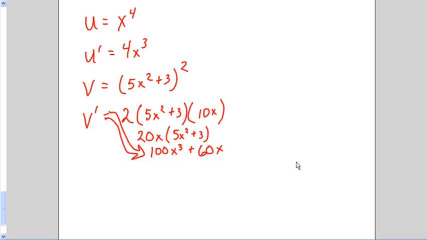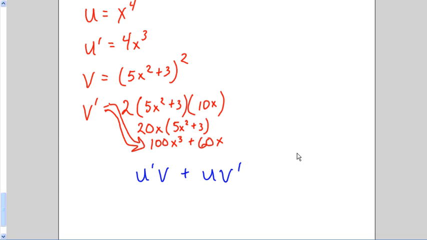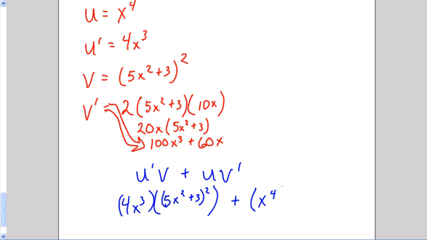I'm going to scroll down here to do this. u prime v plus u v prime. So let's apply our product rule to this. So u prime is 4x cubed times v, which is (5x squared plus 3) squared, plus u, which is x^4, times v prime, which is 100x cubed plus 60x.